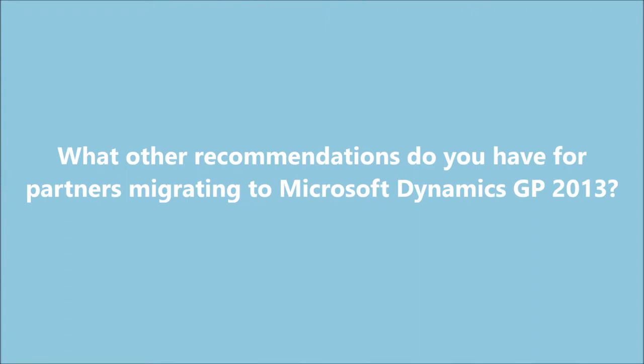Okay. So how do you go about migrating your code to GP 2013? Obviously, if you follow Dexterity standards, and you're using things like Source Safe to check your code in and out, and you follow those procedures, it tends to be fairly straightforward, right? But what other recommendations do you have for partners? What should they be looking at when they test their code before they get to you?